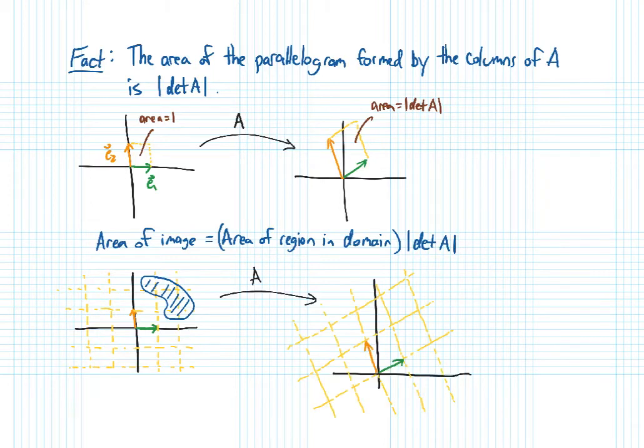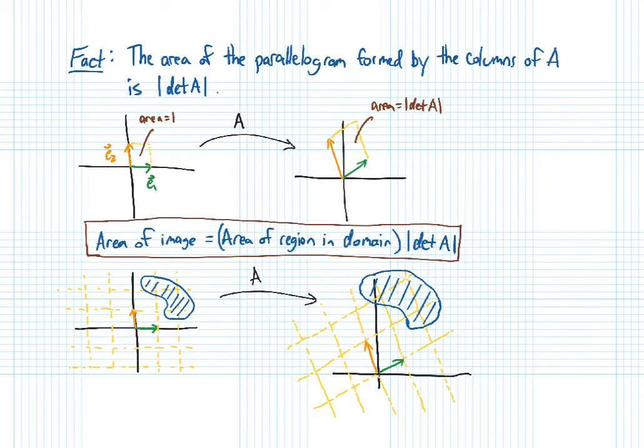Now, on the image side, the two vectors will determine a grid of parallelograms. And the image of that blue region will cover those parallelograms in exactly the same way that the original region covered the squares in the domain. So the number of parallelograms covered by the region in the image is equal to the number of squares covered by the region in the domain. And since each parallelogram has area equal to the absolute value of the determinant of A, we get this result, that the area of the image is equal to the area of the region in the domain times the absolute value of the determinant of A.